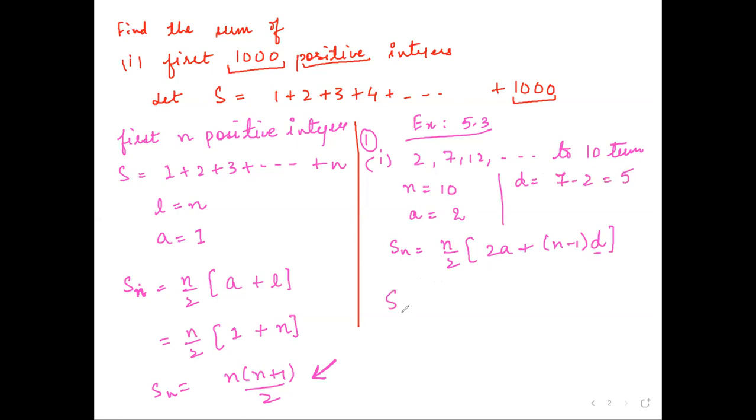So just put S10. Okay, 10 terms we are finding. So 10 by 2 into 2 into a, which is 2, plus then 10 minus 1 into d, which is 5. So just simplify this thing, you will get the answer. So 5 into 4 plus 9 into 5 is 45, right? So 5 into 49, and this will be 5 into 49 is how much? 245 I think is the answer.